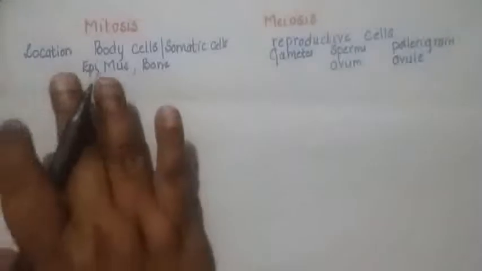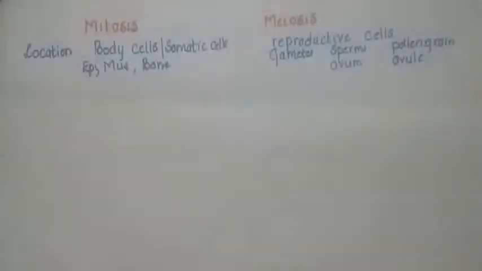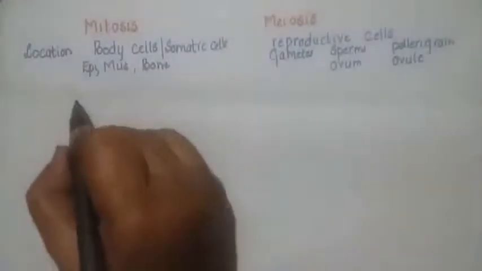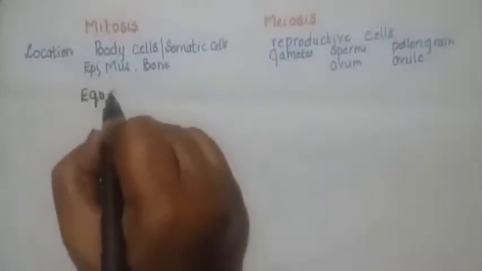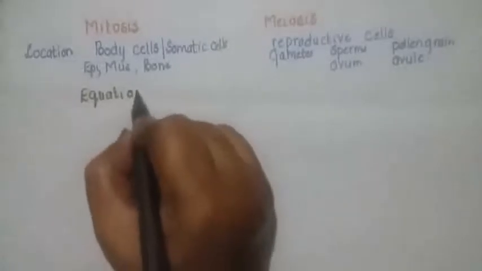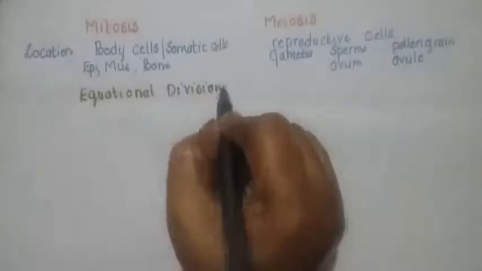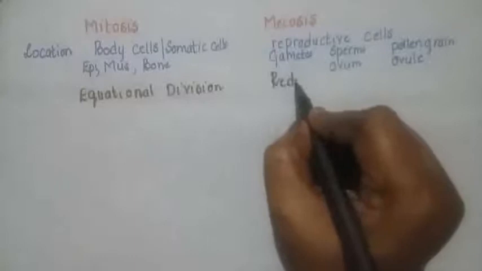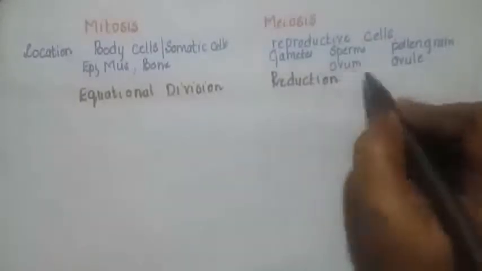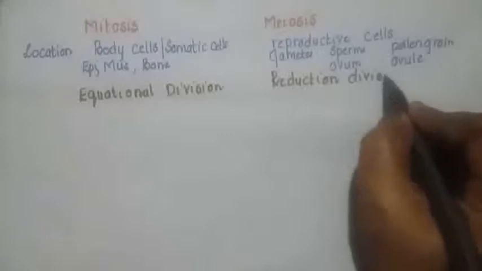Then mitosis is said to be an equational division. We call this cell division an equational division. And meiosis is named a reduction division. Fine. Why do we name it an equational division?